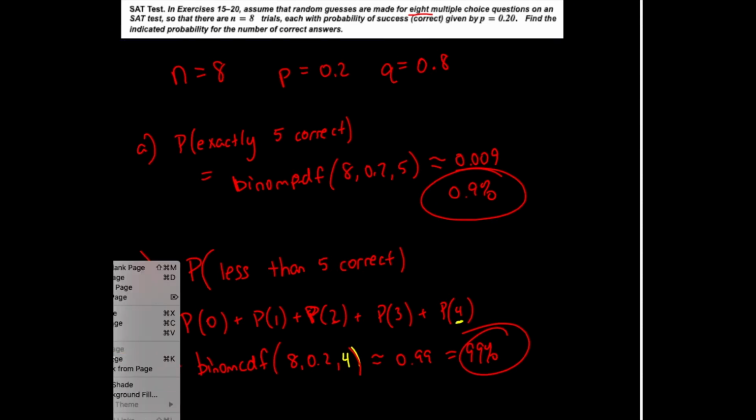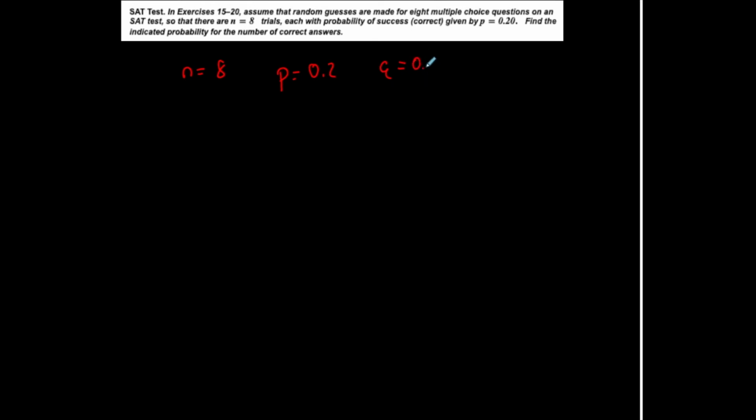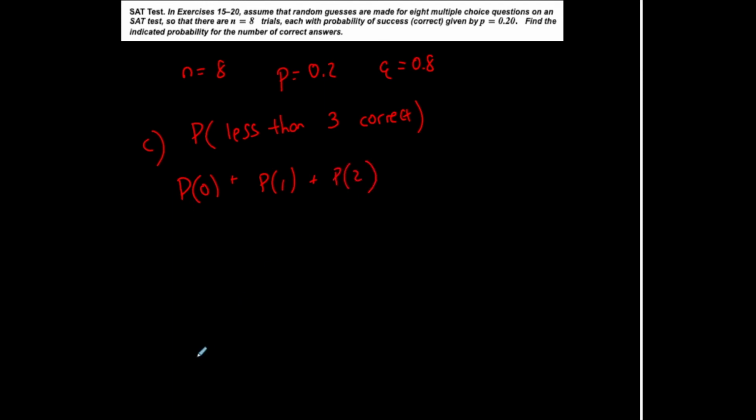All right, let me do one more, or maybe a couple more. Same scenario, right? N was 8, P is 0.2, Q is 0.8. And this is part C. Find the probability that I get less than 3 correct. So find the probability that out of the 8 I get less than 3 correct. That means 0, 1, or 2, right?